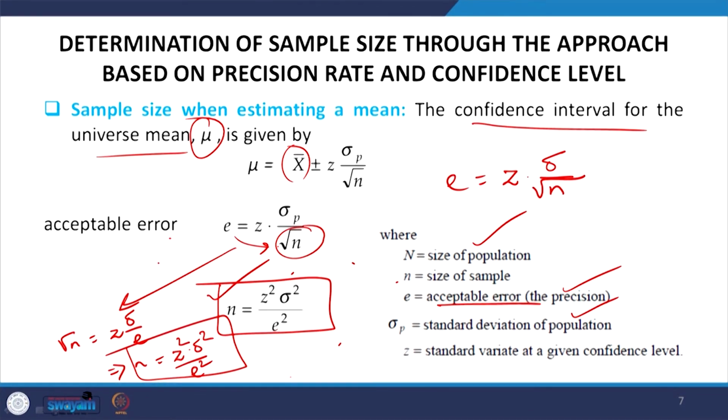Now if this information is there, you usually have a standard Z table available. So if the Z table is available, some idea of the population distribution is given, and the sample margin error is calculated and known, then we can find out the sample size.